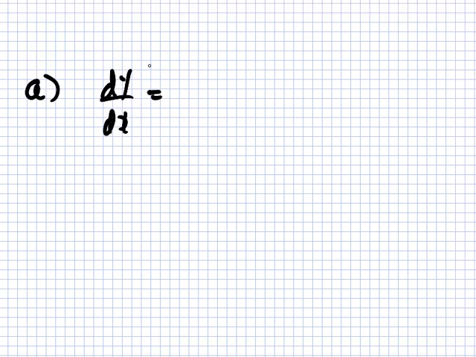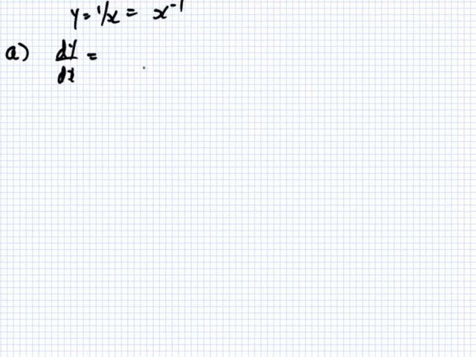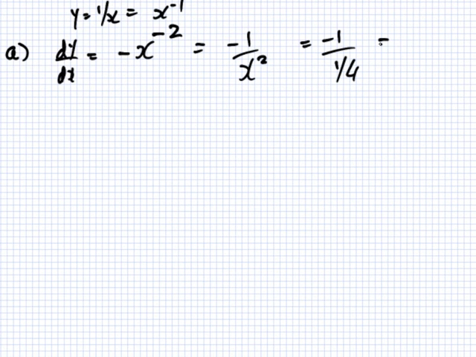Figure 3 shows the curve y equals 1 over x and the line L, which is a normal. The line x equals 4 is also shown. Find the equation of L. Part A. So, the slope, we need to get dy/dx. If y equals 1 over x, that means it equals x to the minus 1. So the derivative will be minus x to the minus 2, minus 1 over x squared. But what is x here, if you look at A? Yeah, so this would be minus 1 over a quarter, which is minus 4.